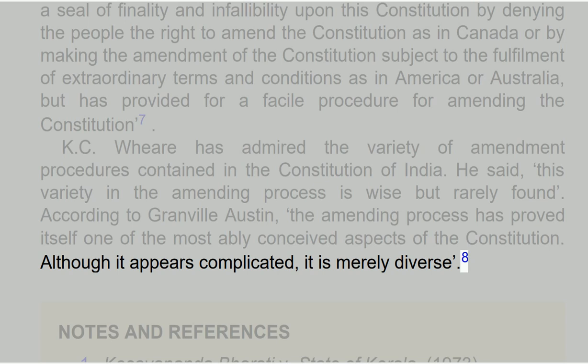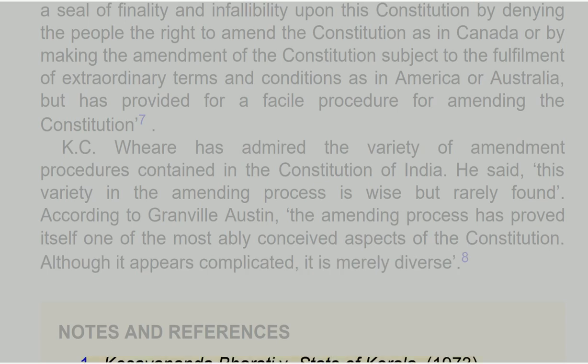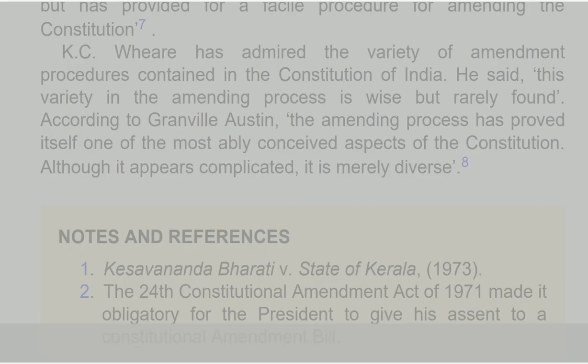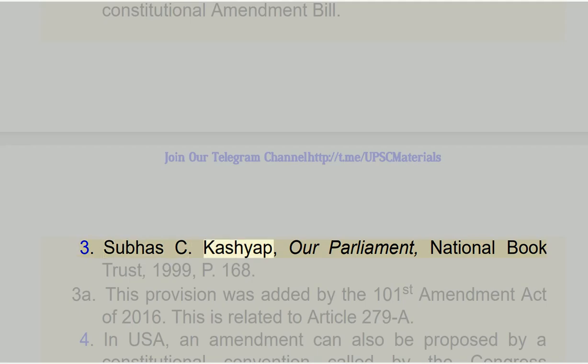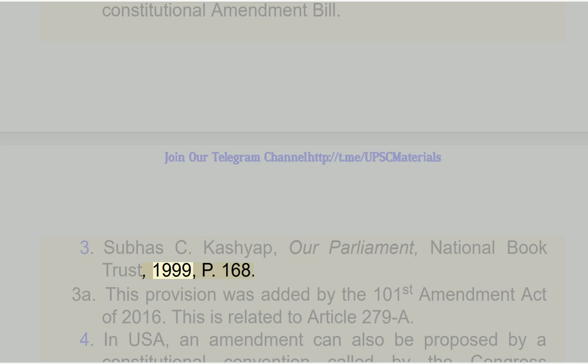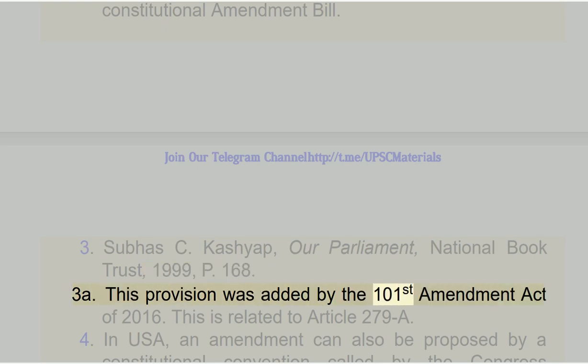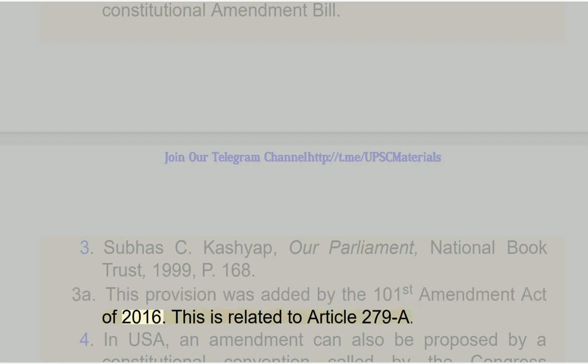Notes and references. 1. Kesavananda Bharati v. State of Kerala, 1973. 2. The 24th Constitutional Amendment Act of 1971 made it obligatory for the President to give his assent to a constitutional amendment bill. 3. Subhash C. Kashyap, Our Parliament, National Book Trust, 1999, p. 168. 3a. This provision was added by the 101st Amendment Act of 2016. This is related to Article 279-A.